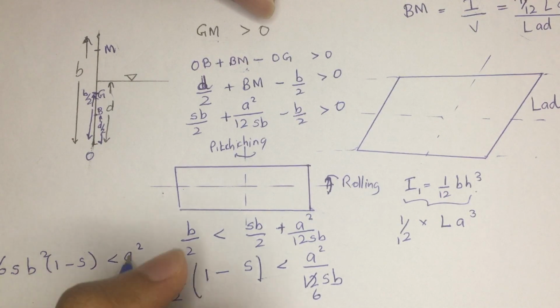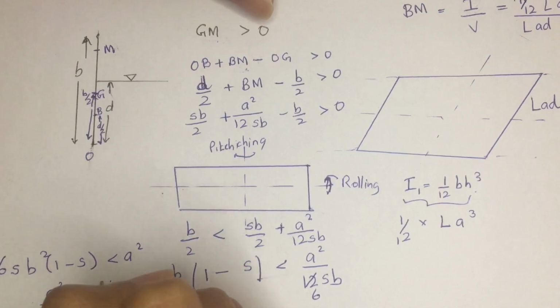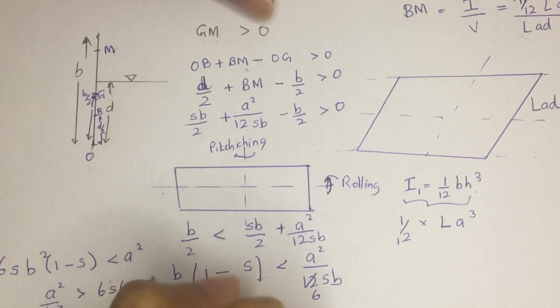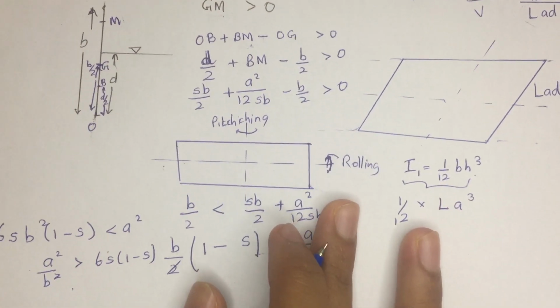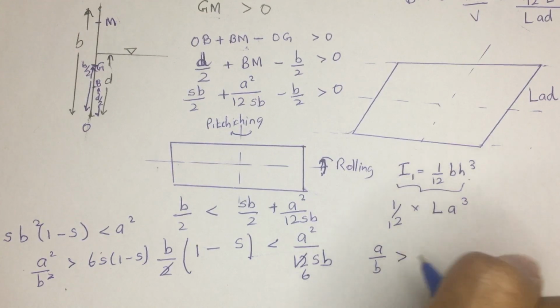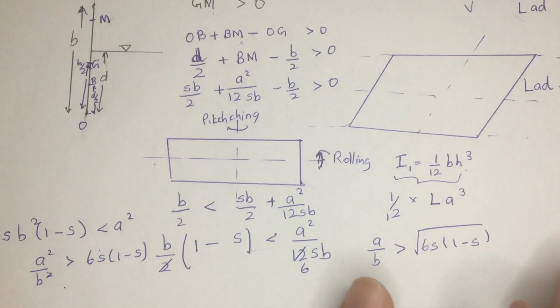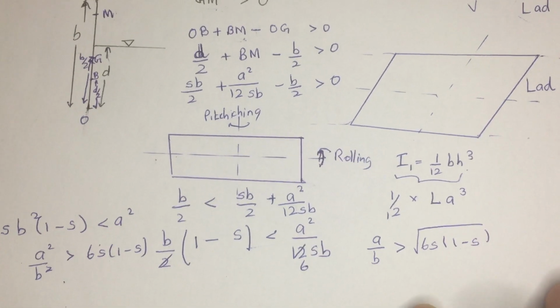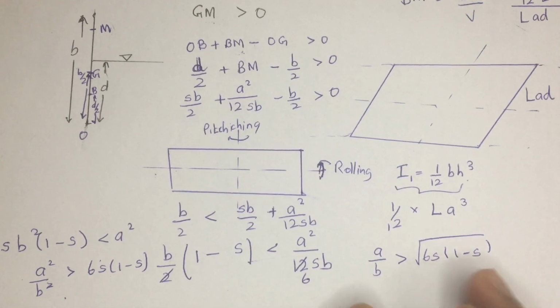So in other terms, if you want, you can take this B squared to one side. You are going to get A squared over B squared, which is greater than 6S into 1 minus S. If you want, you can take the root of that, because actually we knew that all are positive values. So if you take the root, A by B is going to be greater than root of 6S into 1 minus S. It actually depends on the answer they have given in the exams, but here they have given in this form, so that's why we have taken this form.